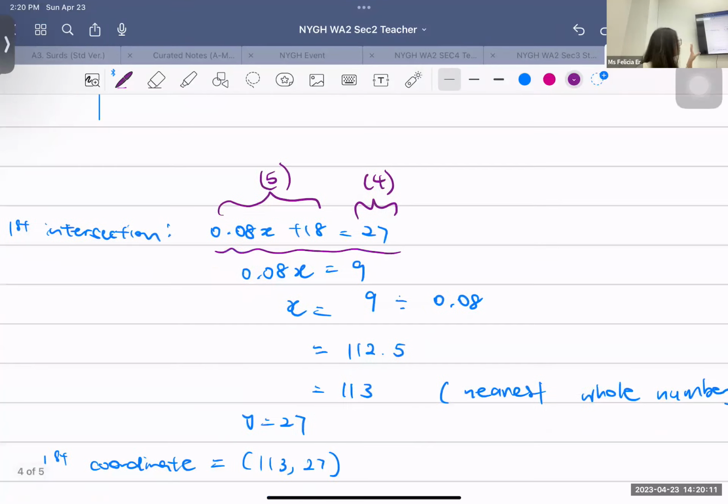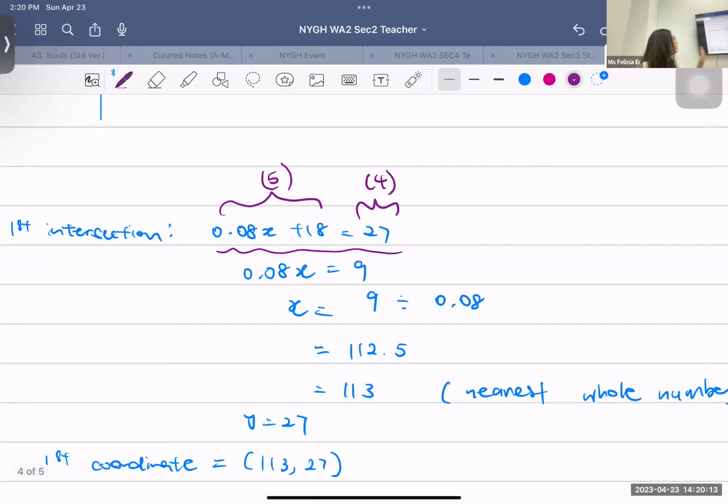This first intersection is not that obvious, but the second intersection will make it obvious what I'm trying to tell you. So for the first intersection, we found the value of X. You see, I don't just write this immediately. I wrote the exact value first, then I corrected it to the nearest whole number. Always leave your intermediate working at a higher accuracy because you never know if you need it later.